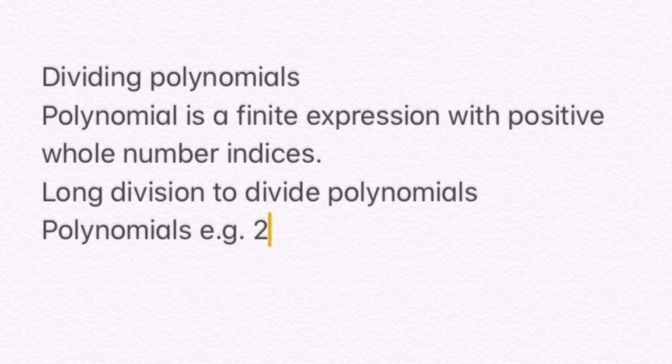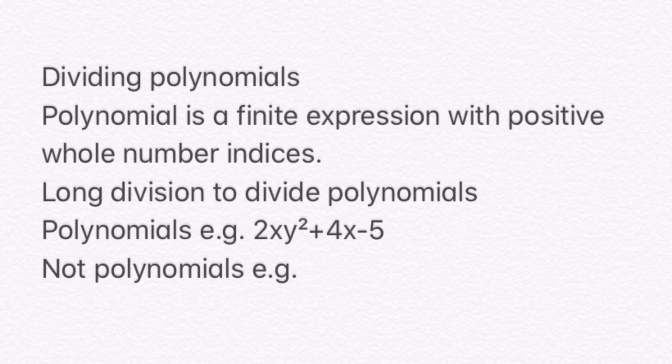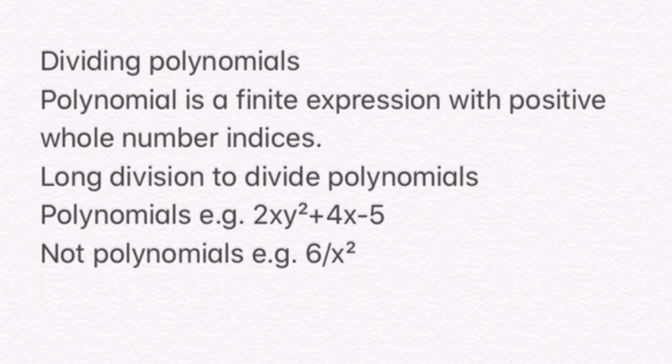You can use long division to divide a polynomial by x plus or minus p, where p is a constant. An example of a polynomial is 2xy squared plus 4x minus 5. An example of a number that is not a polynomial is 6x to the power of negative 2.